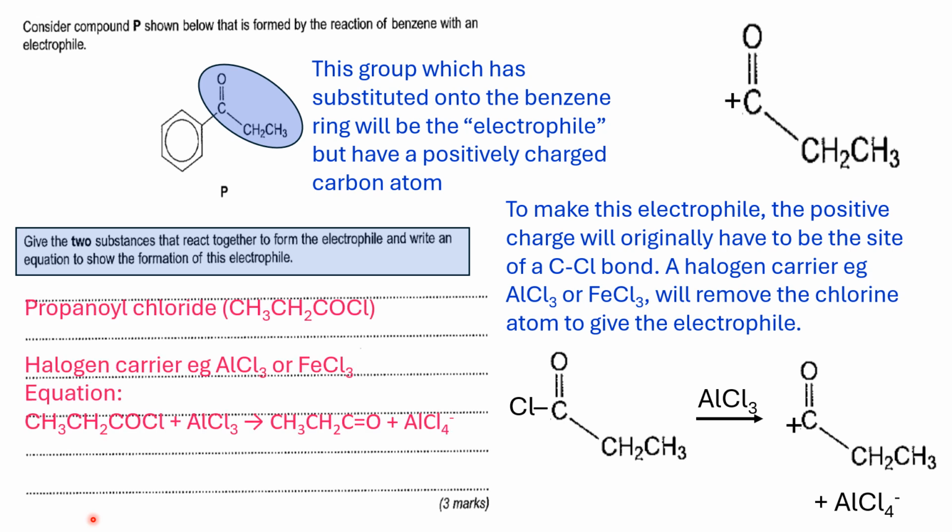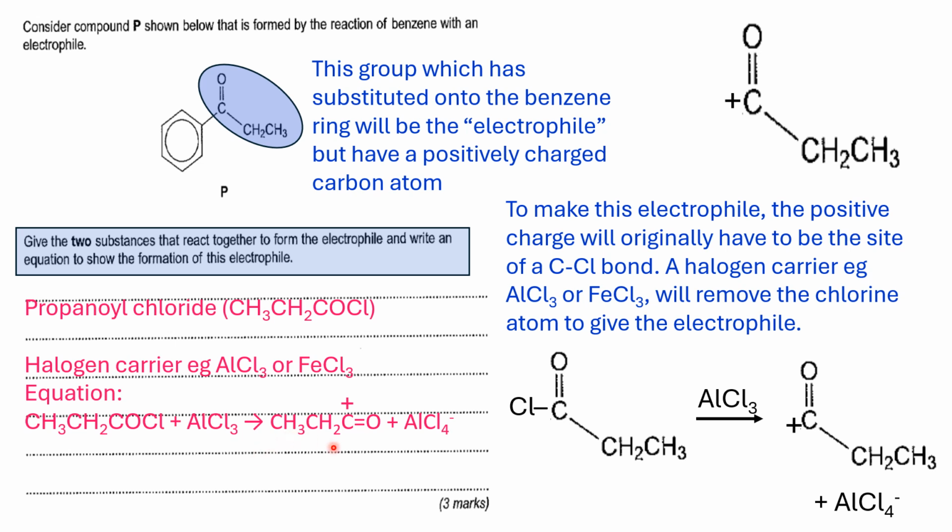So I'm going to put in the structure of my acyl chloride. You don't have to remember that it's called propanoyl chloride, just give the structure. That'll be fine. This will be sufficient, just this bit here. Your halogen carrier can be AlCl3 or FeCl3, like I've said.